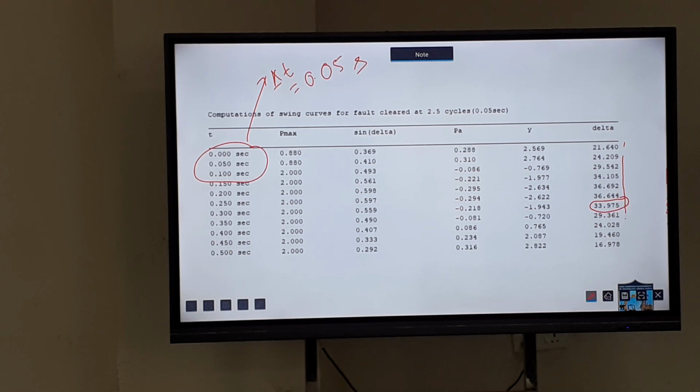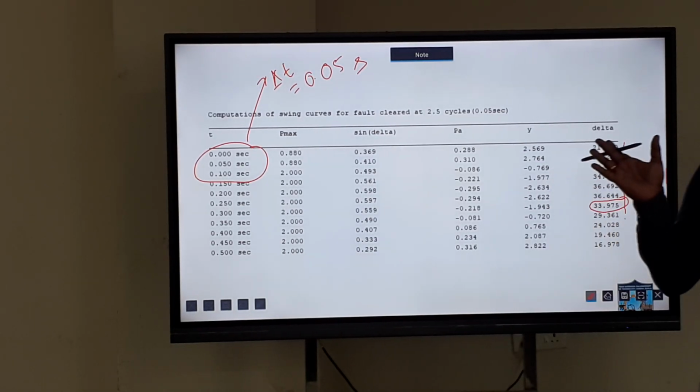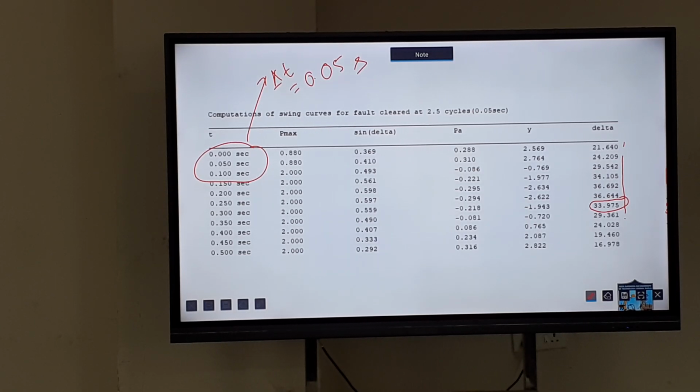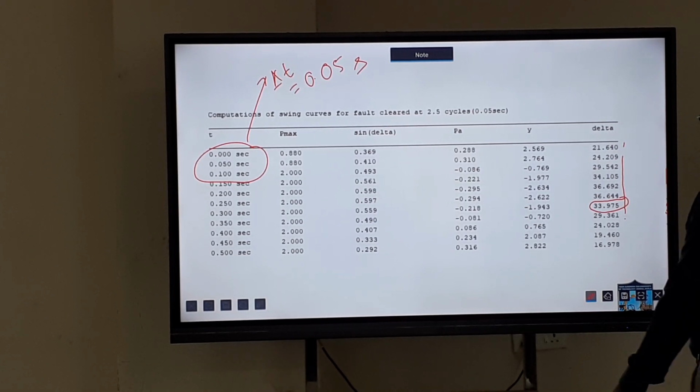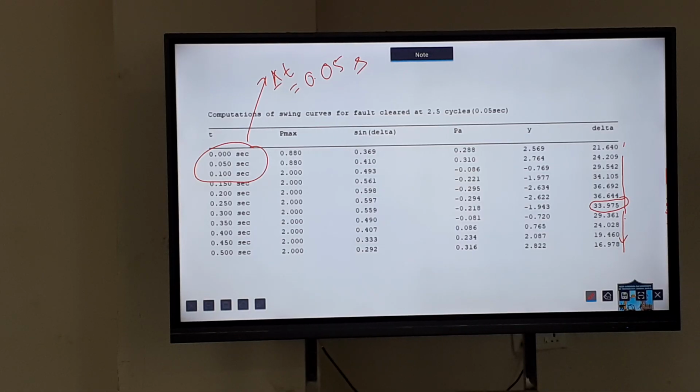Right? So it goes up to a maximum of 33.97 degrees. We discussed it going beyond 90 and then coming back. It is not that way. It's just going up to 33, and after that it is reducing. Therefore, the system is stable.